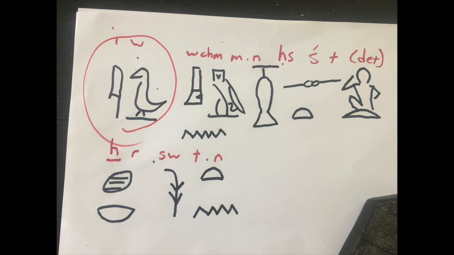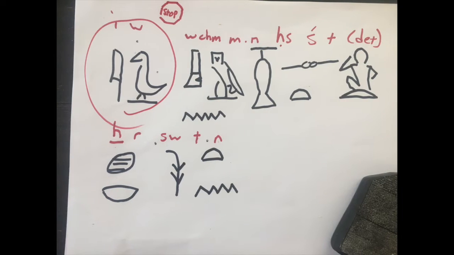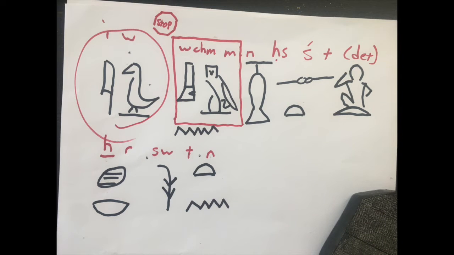Now, the first word in this sentence is a papyrus with a chick, which is iw. Now, this is not a word. This is a symbol that you are about to go into the past tense. Think of it like a stop sign. Anytime you encounter these glyphs at the beginning of a sentence, it's your clue that you're about to go into a past tense sentence. And what does this past tense sentence say? Well, let's go word by word.